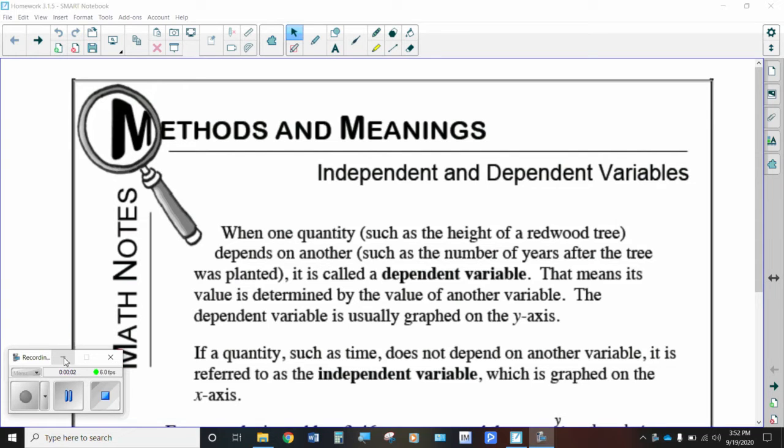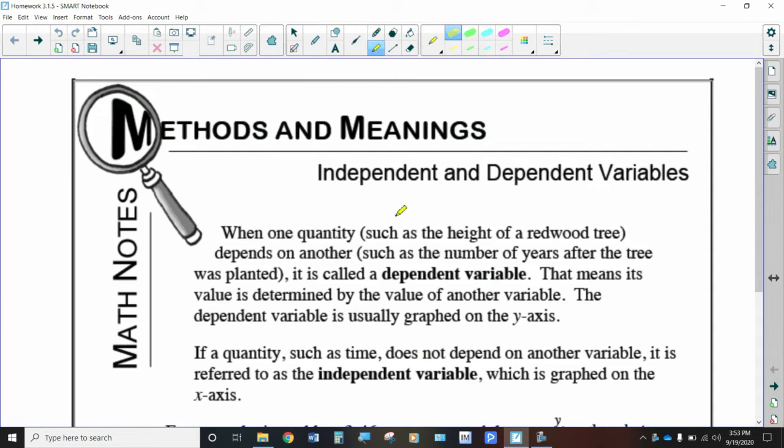All right, let's take a look at our homework for 3.1.5. Our M&Ms here, we're finally getting into our notes, the difference between independent and dependent variables. Stated succinctly, the independent variable is always the x variable, and the dependent variable is always the y variable when we are plotting using an x, like y equals 2x plus 5.